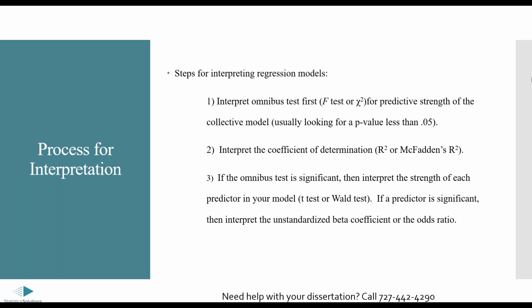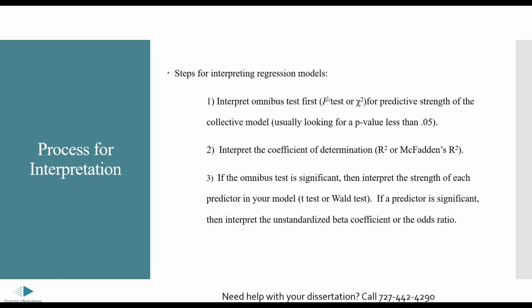Then you want to interpret your coefficient of determination. The coefficient of determination is designated with the R² value. When you do a linear regression, it's called an R² value. When you do a logistic regression, it's called a McFadden's R². An alternative might be called a Nagelkerke R². You'll see that in SPSS.